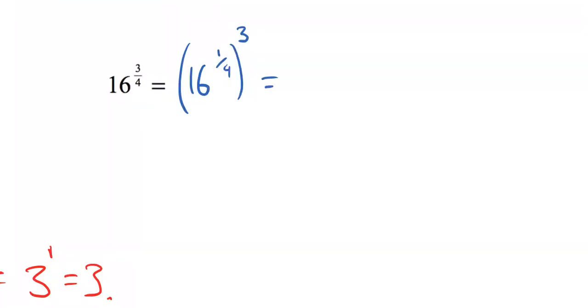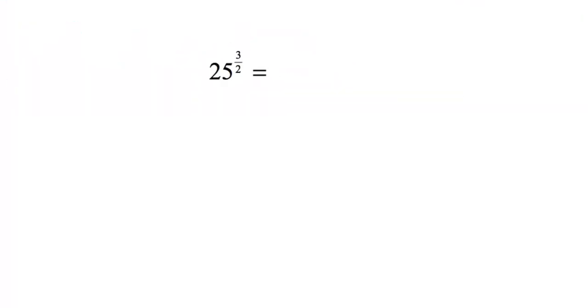Now, 16 to the quarter means what number multiplies by itself 4 times to make 16? Well, 2 times 2 times 2 times 2 is 16. So that bracket is 2. So what I've got here is 2 cubed. Well, 2 times 2 times 2 is 8. And there's our answer.